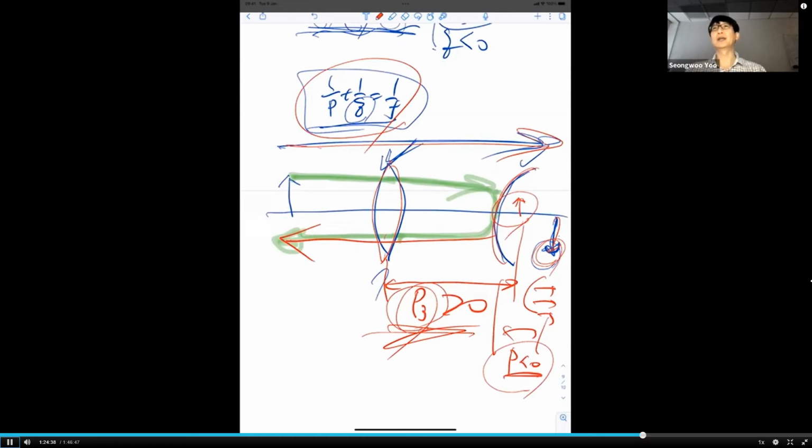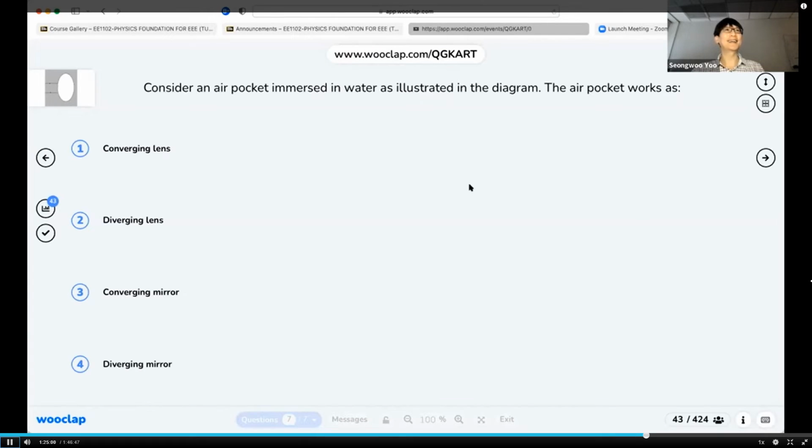Now I will move on to our last question. Consider an air pocket immersed in water as illustrated in the diagram. Does the air pocket work as a converging mirror or a diverging mirror? I will switch to the board again.